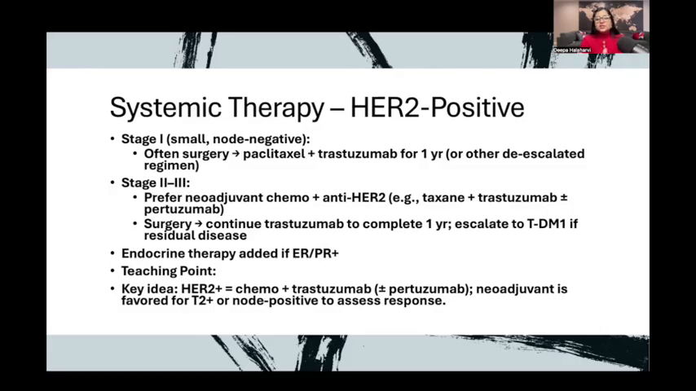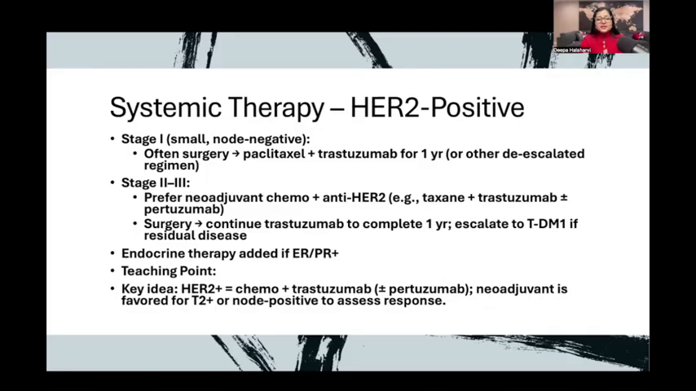Then they continue the trastuzumab, pertuzumab, assuming they got good pathologic complete response. If they still have residual disease, they get Kadcyla. That's based on the KATHERINE trial, which you probably don't need to know for the rotation, but also known as TDM1. Kadcyla, also known as TDM1, for the residual disease if they're HER2 positive. Endocrine therapy is always added when they're hormone receptor positive.